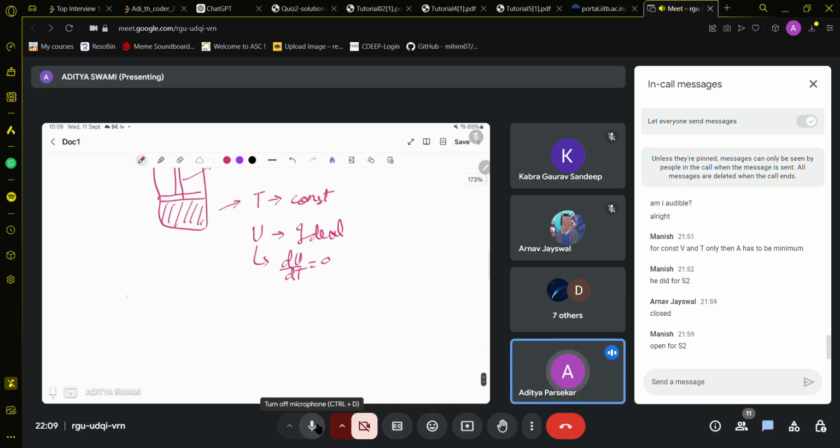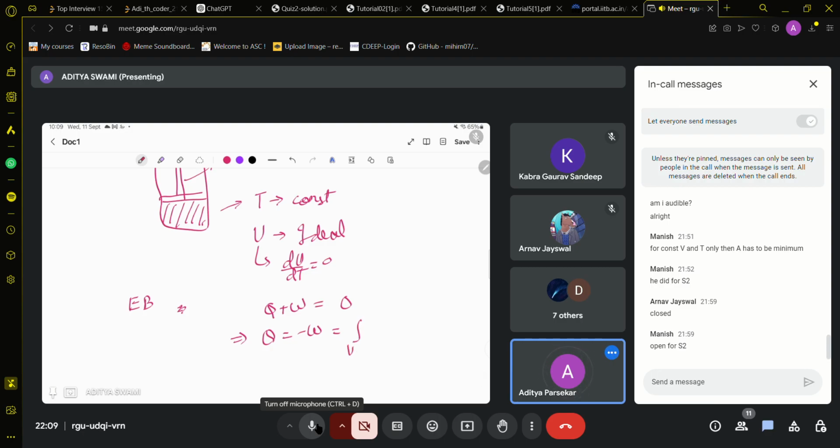So performing an energy balance on the system, we'll get that delta U is equal to q plus w, so q plus w will be equal to 0. From this, we'll get that q is equal to minus w, and w is equal to the integral from Vi to Vf of P dV, assuming that the gas is at a uniform pressure.